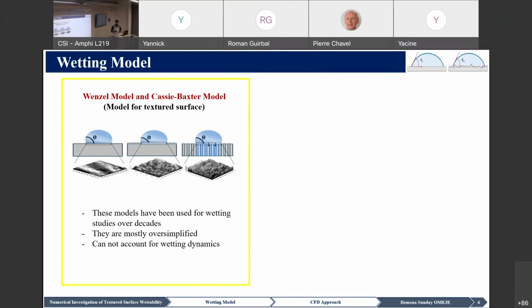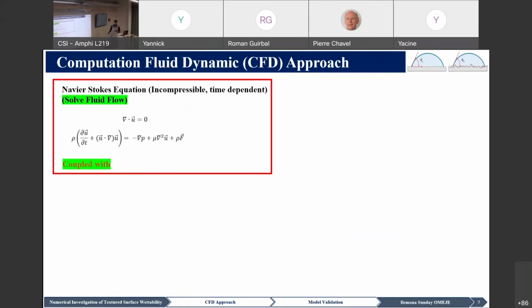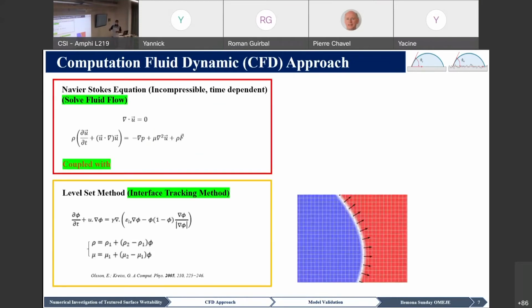However, there are drawbacks in these models: they have been oversimplified and cannot account for wetting dynamics. So what we're doing in this project is to advance this model by using a computational fluid dynamics approach. We created a triangular structure on a titanium surface, and also a hierarchical relief on the same surface, in order to understand the wetting dynamics. This is part of our computation. We use the Navier-Stokes equation to study the flow field on the material.